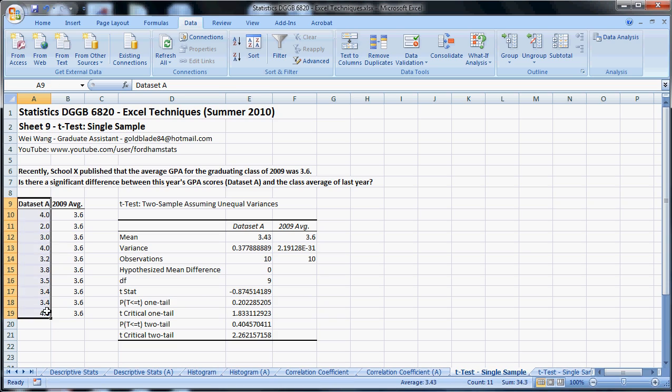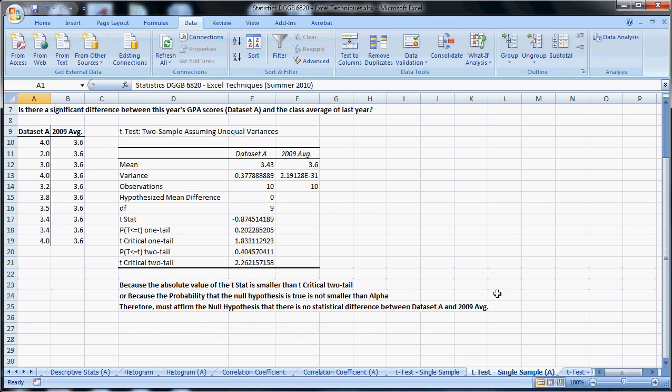So you can say this year's class average is not statistically different from last year's class average. Hopefully I haven't confused you too much. We're going to be doing this again in future t-tests, so you can see it more as we go on. You can compare your own results with the answer. And I wrote here that because the absolute value of the t-stat is smaller than t-critical, because the probability that the null hypothesis is true is larger than alpha, we therefore affirm the null hypothesis. So hopefully this gives you a good idea and I haven't confused you too much.